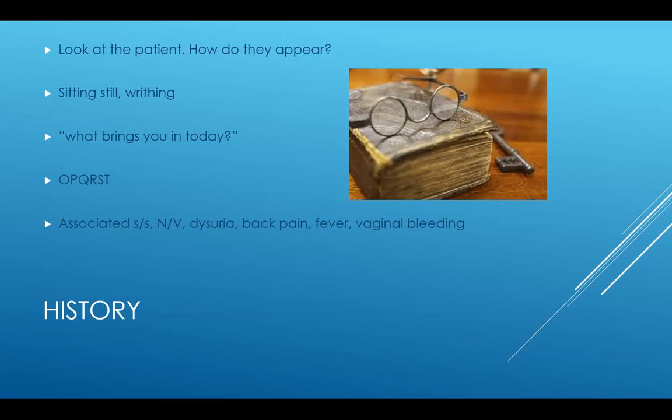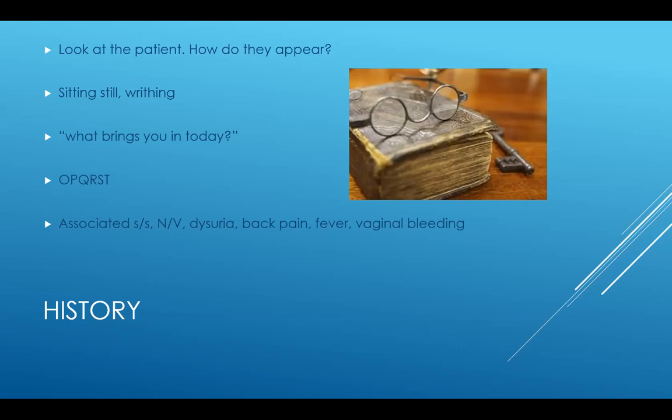What brings on the pain? Is it associated with PO intake? Is it associated with urination? What's the quality? Is it cramping? Is it colicky? Is it a stabbing pain? Does it go anywhere else away from the location of the pain? How severe is the pain? And then does it come and go? Is it staying there the whole time? Is there any change to it?